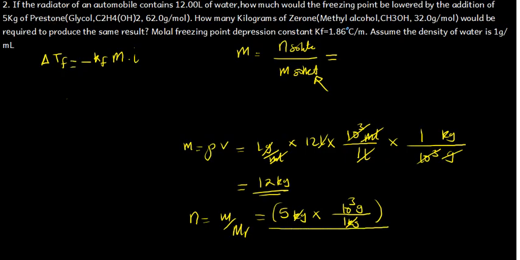The molar mass is 62 grams per mole. So the gram here will cancel out with this gram. If we punch on the calculator 5 multiplied by 1000 and then divided by 62, that is 5000 divided by 62, which will be about 80.645 moles.